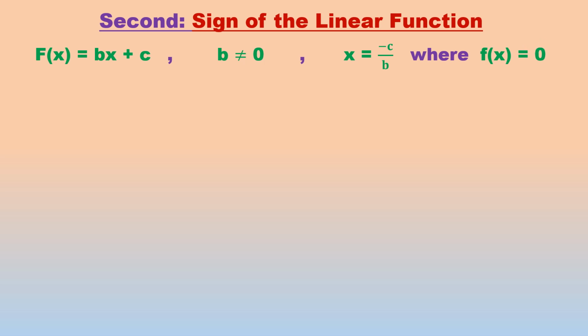Second, the sign of the linear function. To find the sign of the linear function, for example, the linear function is f of x equals bx plus c, where b not equal to 0. If we put the value of f of x equal to 0, it will be bx plus c equals 0. So we can find the value of x, which is -c over b.